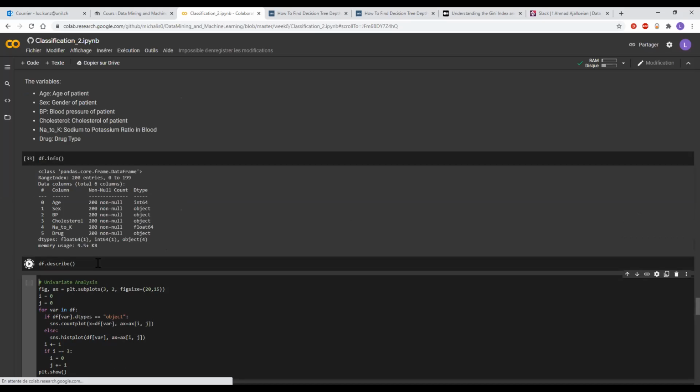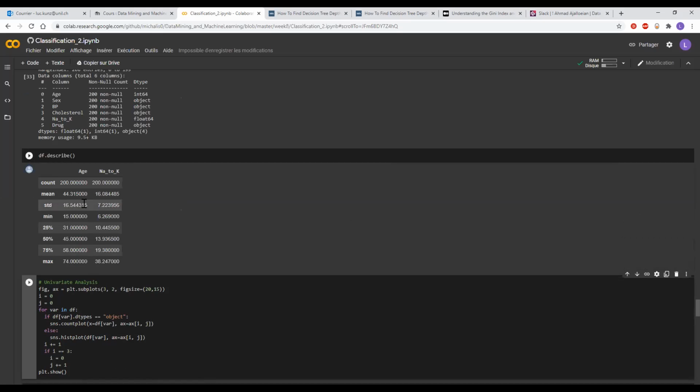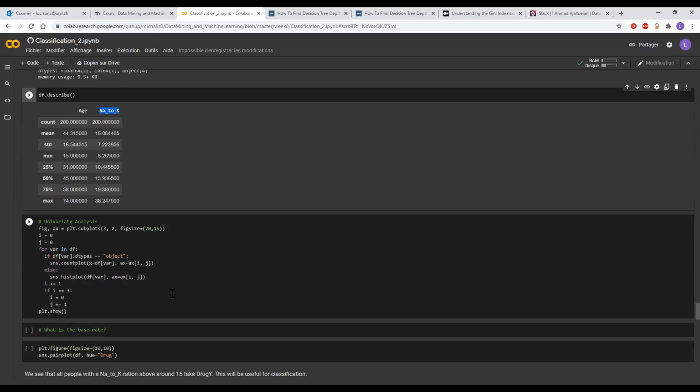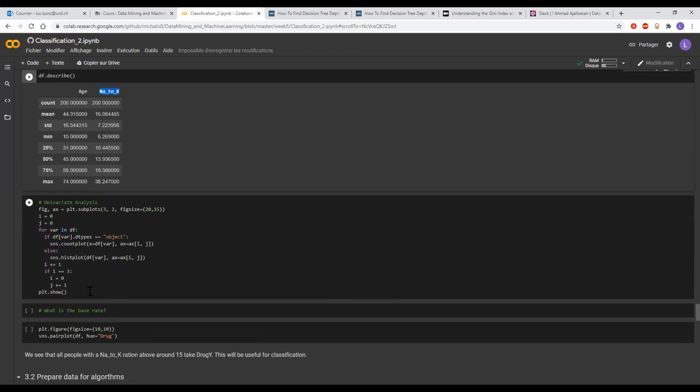If we describe it, we can see that the age ranges from 15 to 74. And the ratio, even if it doesn't say a lot of information to us, is from 6 to 38. We first want to plot all variables, so I use subplots, and I use the count plot if the data type is object, and otherwise I use histplots from Seaborn, and those indexes are just to correctly put the plots in the right place.